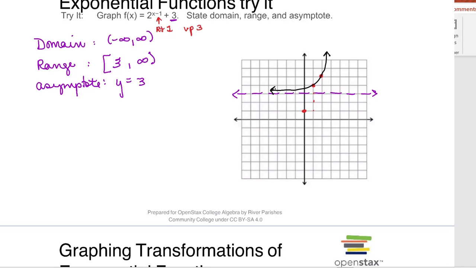So do you have to be able to shift it to be able to graph it? You shouldn't have to. You could actually just put the equation into Desmos. But it does help to identify the asymptote and range so that you know where it doesn't need to go lower than. So this graph shouldn't go lower than y equals 3.